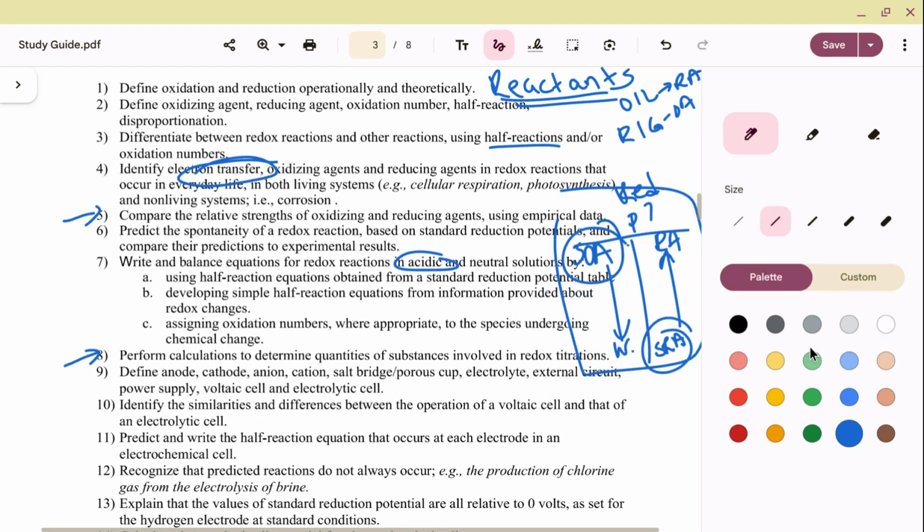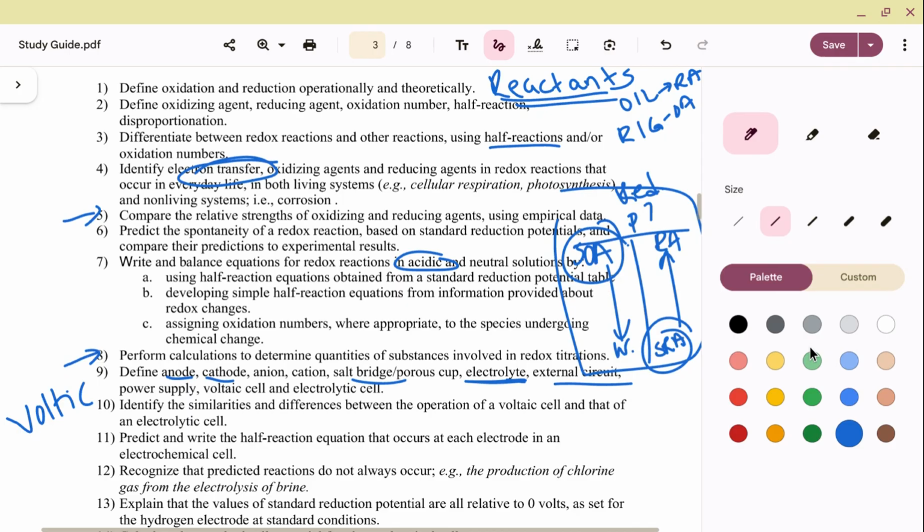For point number 9, now we're starting to look at voltaic and electrolytic cells, which would have an anode, a cathode. We have ions that travel through the salt bridge. We have electrolytes that allow those ions to move in solution. You have your external circuit, which allows your electrons to transfer, and all of that we'll move on from there.